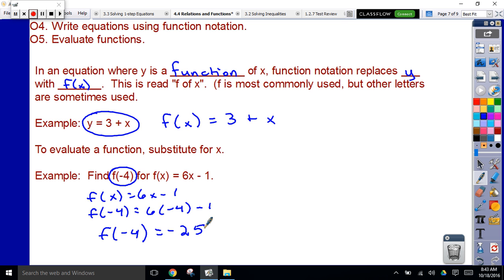This does not appear on your slide, but over here to the right, I want you to find f of 6. Okay, so take a second and do that. Pause the video.